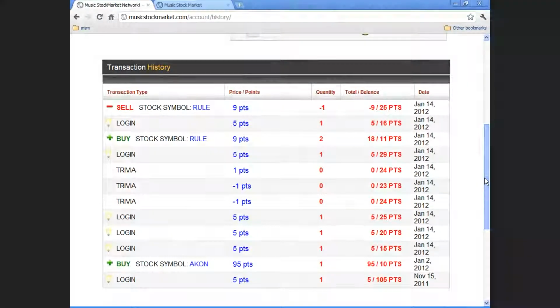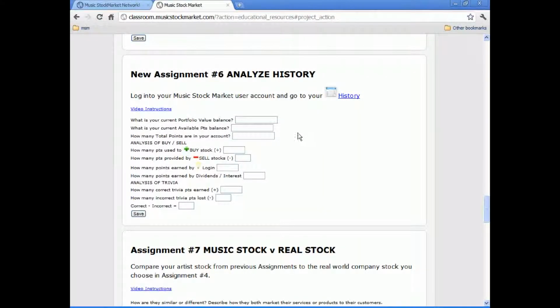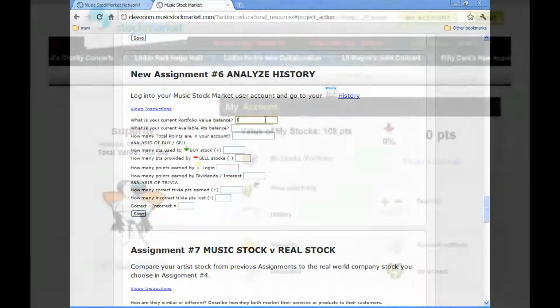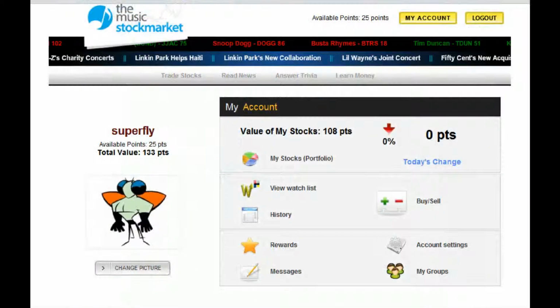This will open up our history page, which has a record of every transaction that gets performed in the system. We'll start here with the sections about our current information. The first question is, what is the current portfolio balance? This number is the value of all the stocks that we already own. These are our investments.